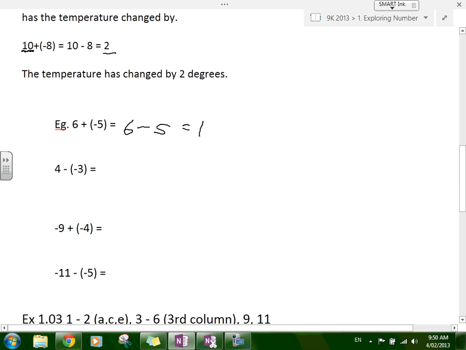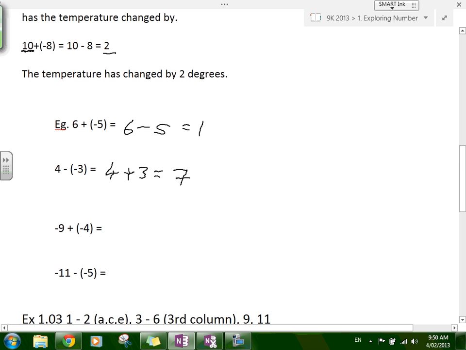What about the next one? We've got 4 minus 3. What's going to happen? Yeah, you add the positive of the 3. So you've got 4. We change the sign to plus, and we're adding the 3. So it's 4 plus 3, and obviously that equals 7. Now what about this one?